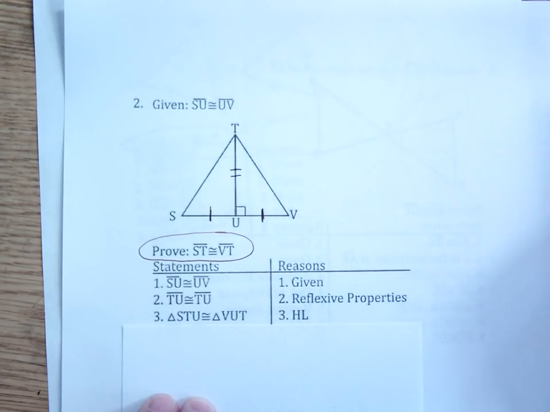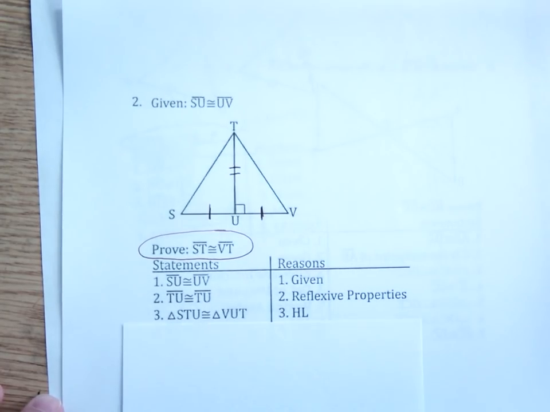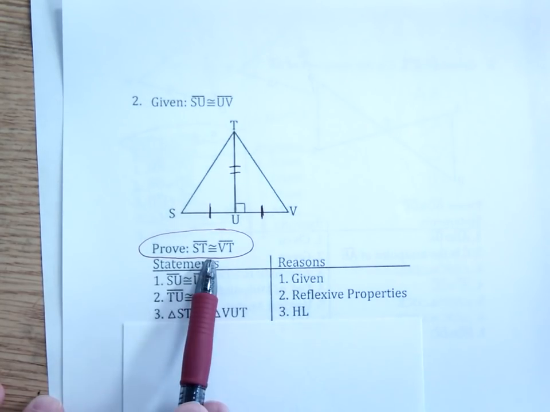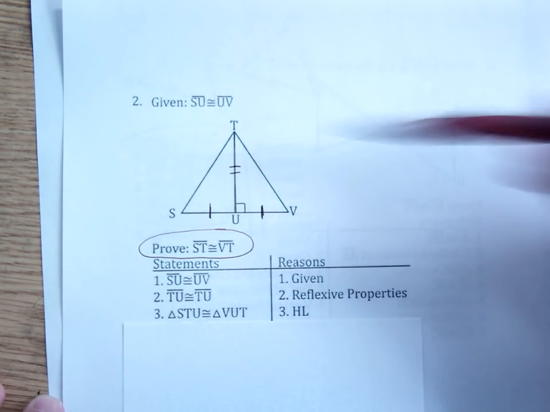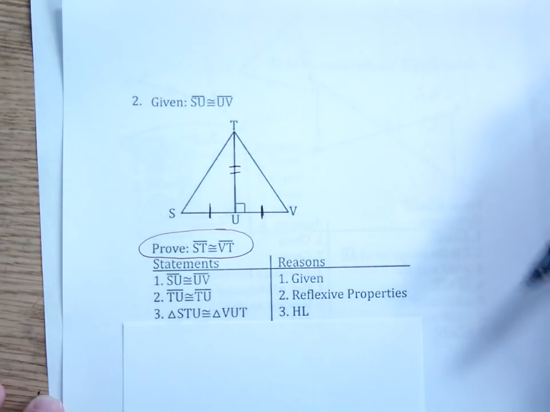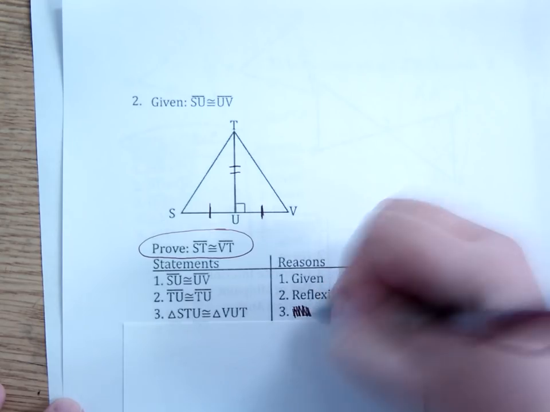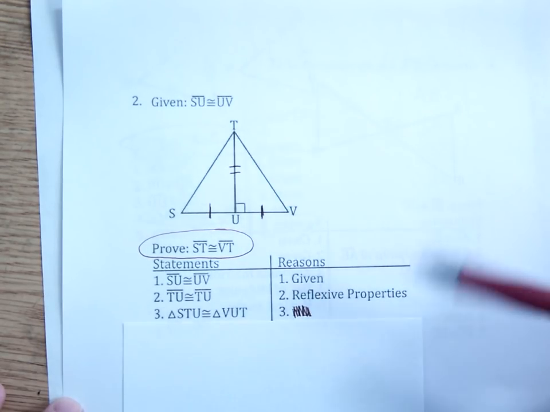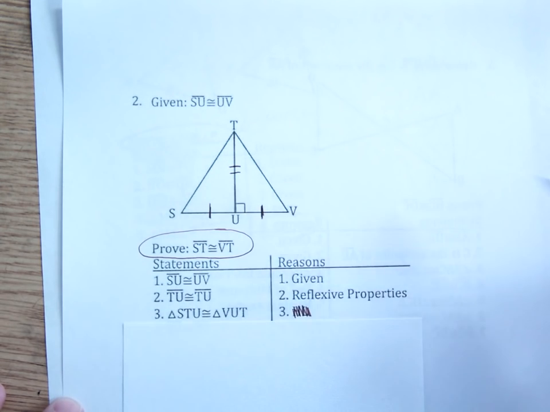Why is it not by HL? Think about why it's not by HL. Why is this wrong? Because this is what we're being asked to prove. ST is congruent to VT. Those are the hypotenuses. So we can't use hypotenuse if we don't know the hypotenuses are congruent. So this particular proof is wrong. I can't use that. And I can use side angle side. I've got two pairs of sides and the angles between them.